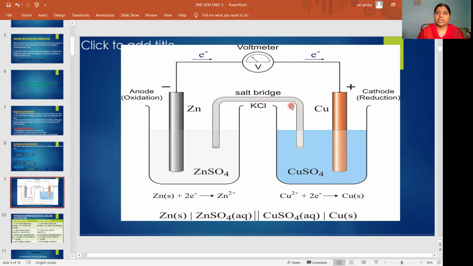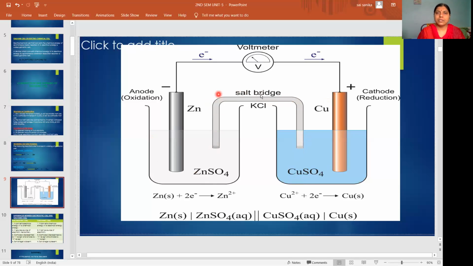Why we are calling this a salt bridge is because it contains a mixture of salts, that is KCl and KNO3, or you can take KCl and ammonium nitrate. So this is called a salt bridge. This is the construction of the galvanic cell.